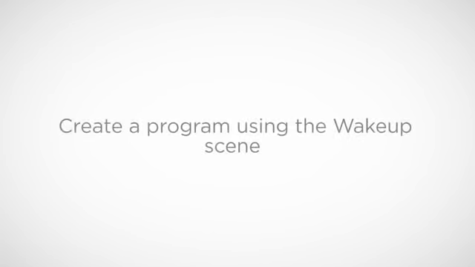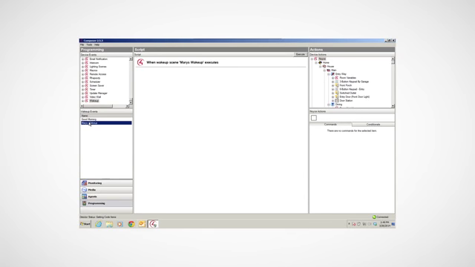Now I'll click on the programming button and then show you how to create a simple program that will execute your wake-up scene. I'm going to select Wake Up and Mary's Wake Up in the Wake Up Events pane. The statement when Wake Up Scene Mary's Wake Up executes appears in the script pane.